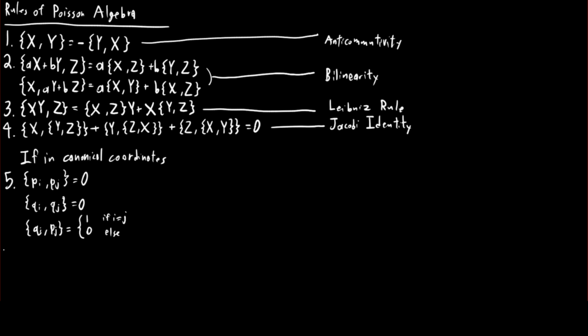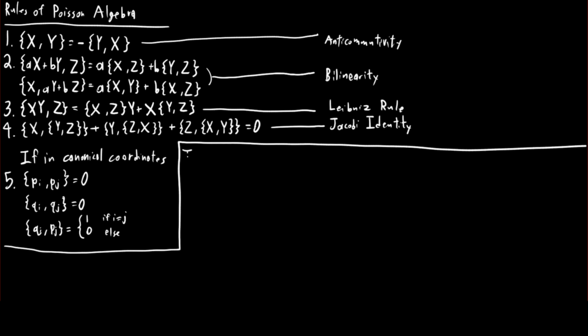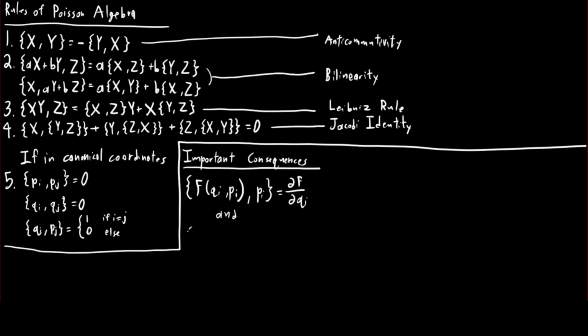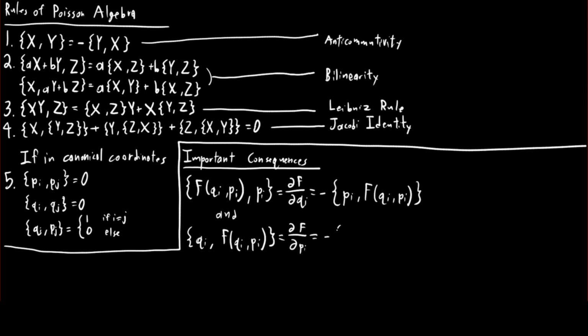Lastly, if and only if you're working in canonical coordinates, the following relationships hold. Basically, the Poisson bracket of position and momentum coordinates is 0, unless you're dealing with a position-momentum coordinate pair, in which case it's 1. Using these rules, you can prove a lot of things. For example, the Poisson bracket of a function with a momentum coordinate is equal to the partial derivative of that function with respect to the corresponding position coordinate. Likewise, the Poisson bracket of a function with respect to a position coordinate is equal to the partial derivative of that function with respect to the corresponding momentum coordinate. This fact is particularly important because it gives us a quick and easy way to evaluate Poisson brackets.